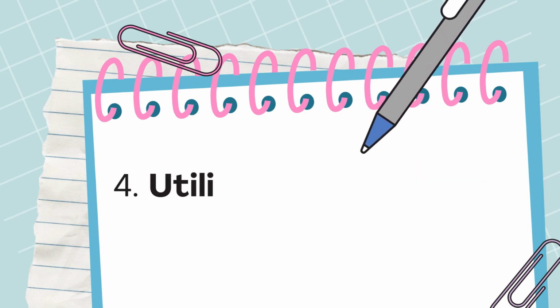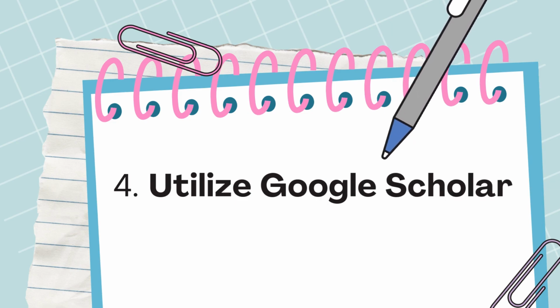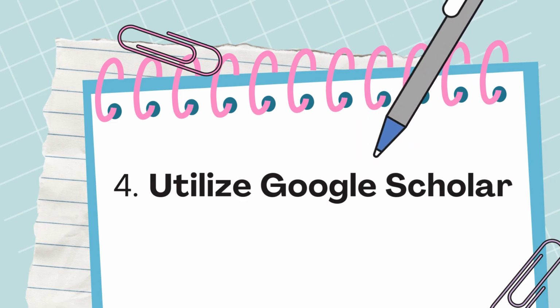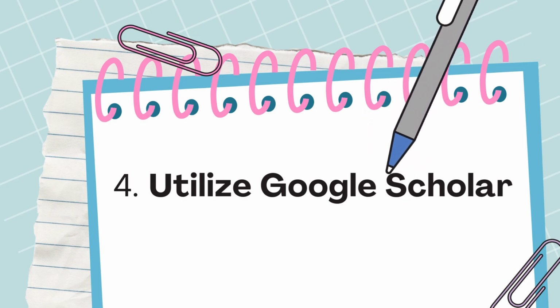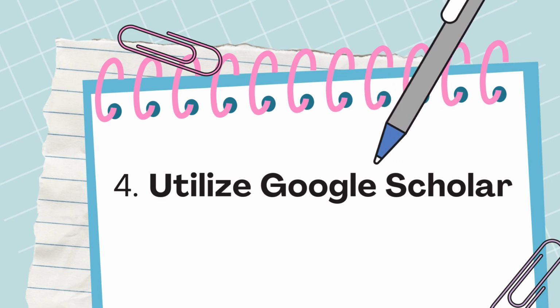Fourth, as I mentioned previously, utilize Google Scholar. Google Scholar is a fantastic tool for finding scholarly articles. Simply enter your topic and filter results to include only articles and papers. Make sure to check the Cited By feature to gauge the impact of the work.